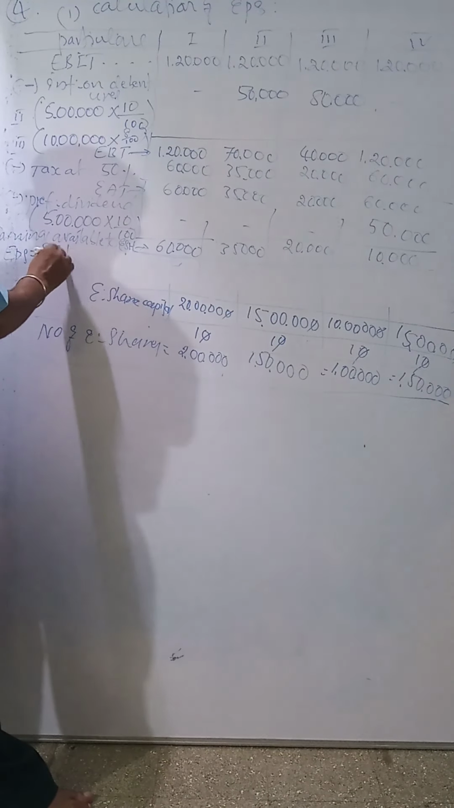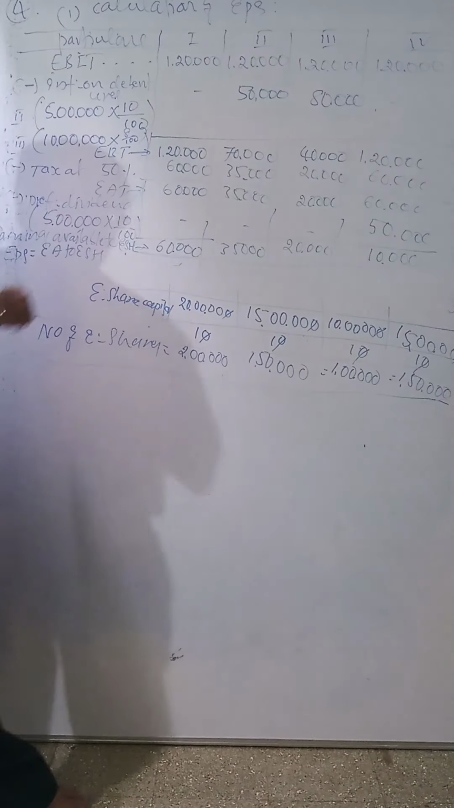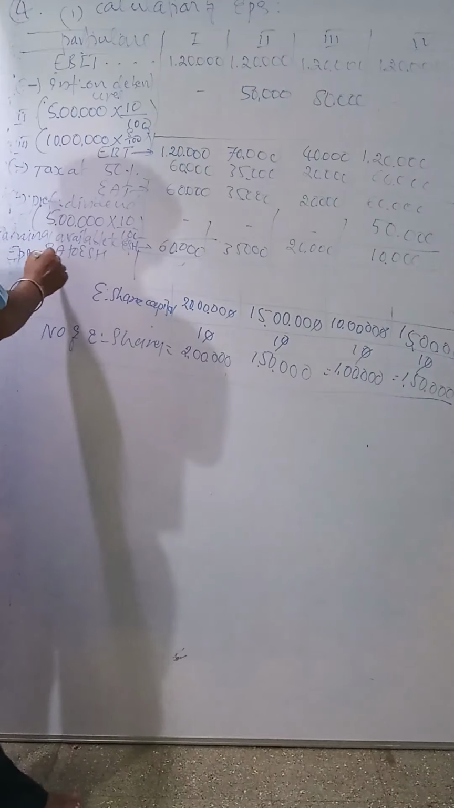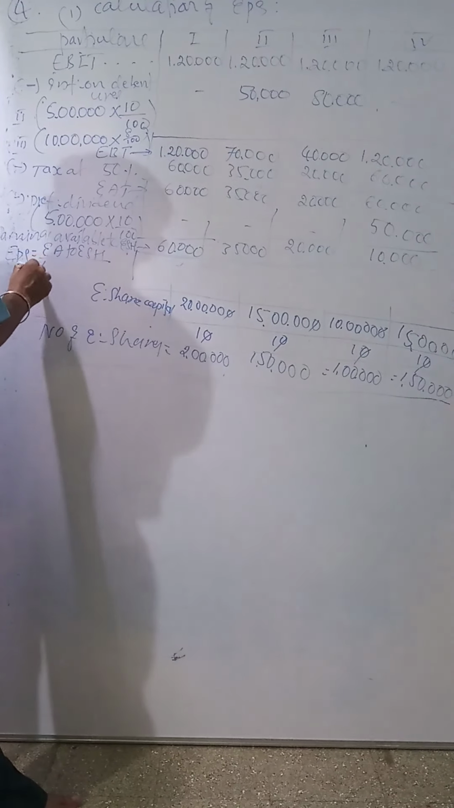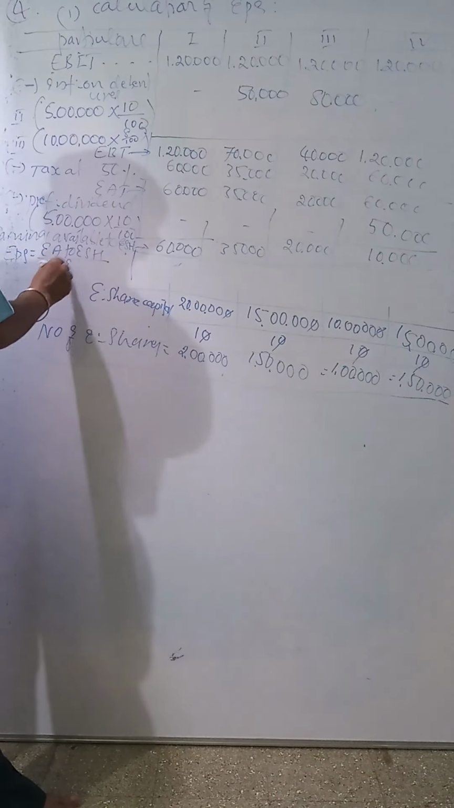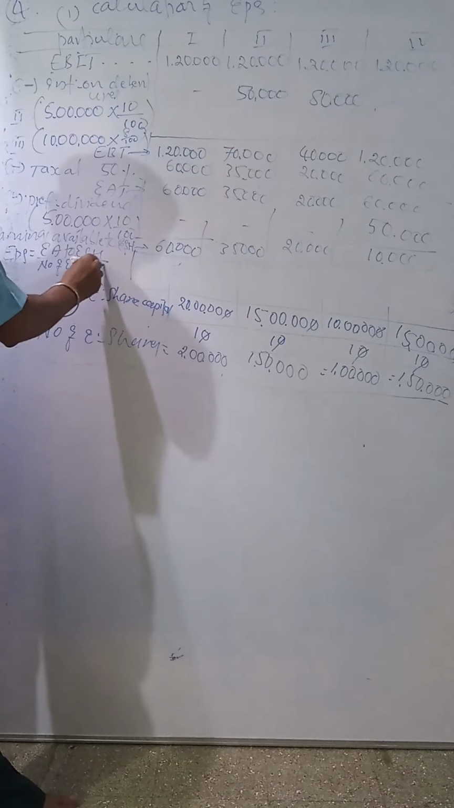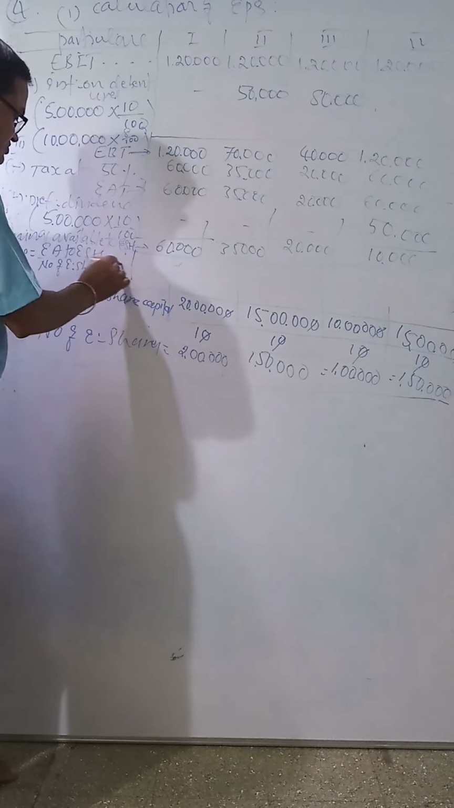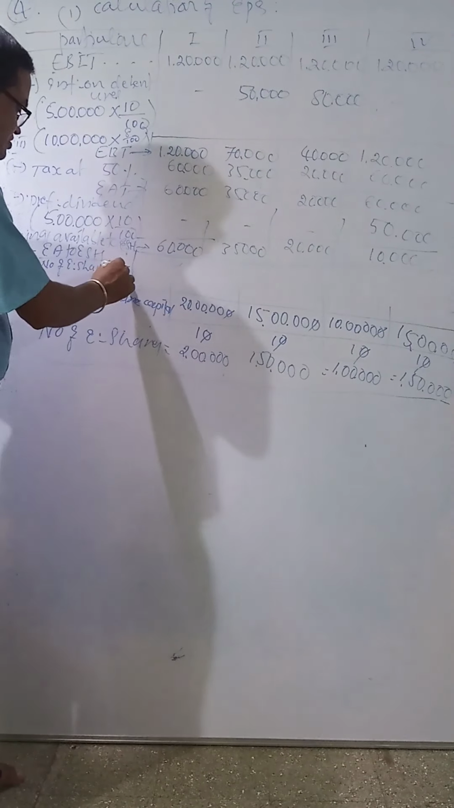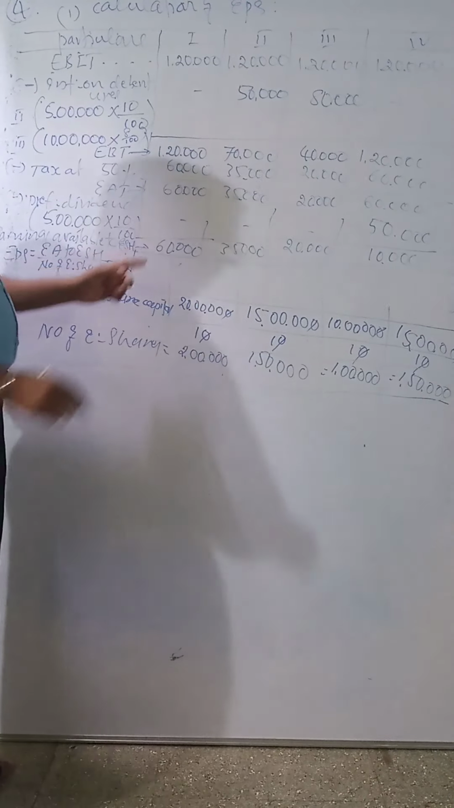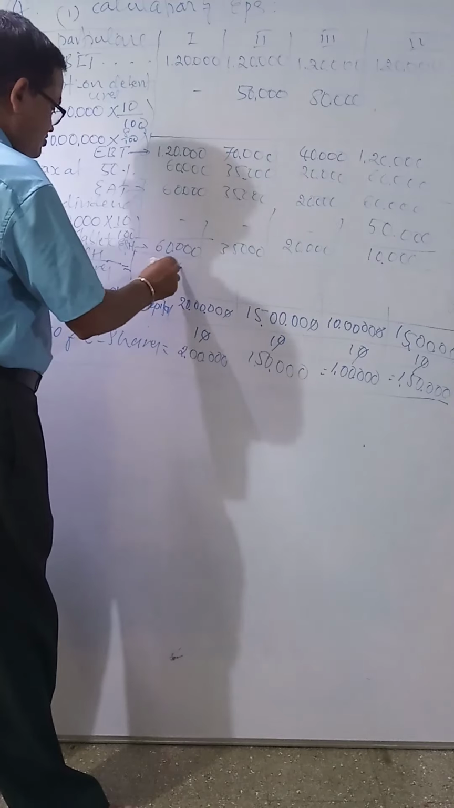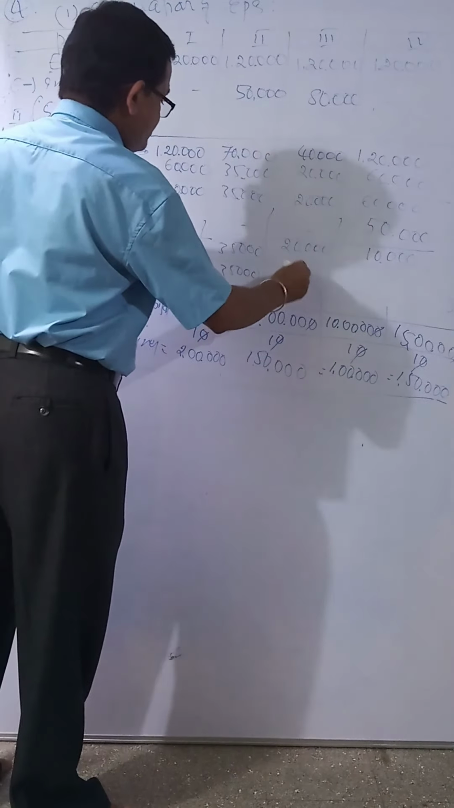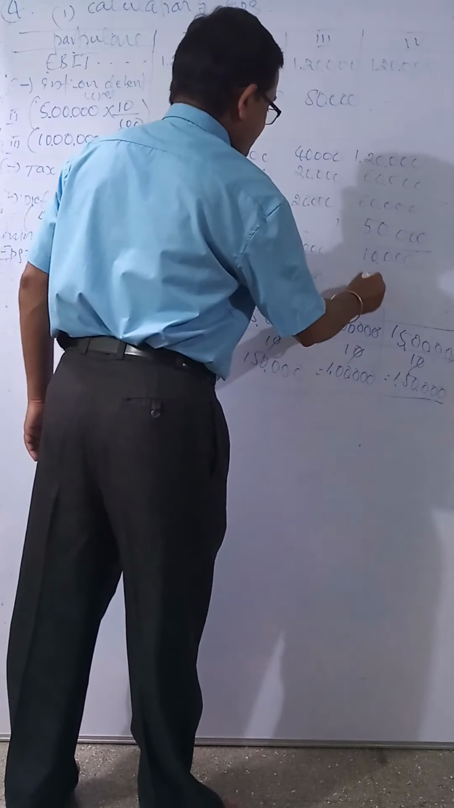Earning available to equity shareholders, in short form, divided by the number of equity shares. See, very clear. How much earning is available? 60,000, this is 35,000, this is 20,000, this is 10,000.